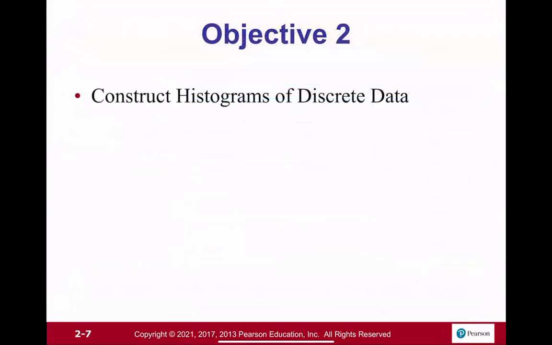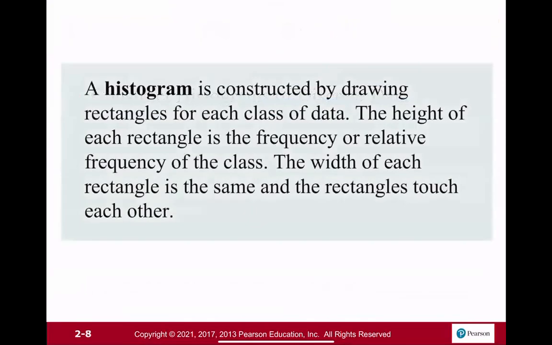All right, so now construct a histogram. A histogram is very similar to a bar graph, but it's going to be just a little bit different. A histogram is constructed by drawing the rectangles for each class of the data. The height of the rectangle is each of the frequencies or relative frequencies, so that's not different from a bar graph. The width of each rectangle is exactly the same. The part that is different is this last part: the rectangles touch each other.